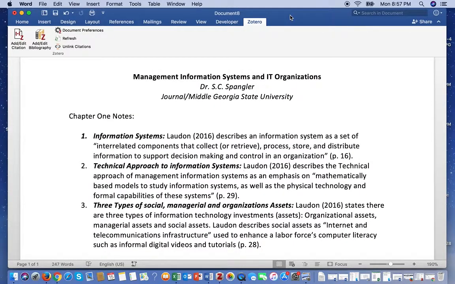A couple students had asked real quick about the journal idea and some of the class notes about what we're doing. So real quick, I just made, like I was making, a first entry into my journal. And you'll notice that I'm using Word and I like to use my Zotero Library. Just reading over the first chapter, I'm using, I think it's the 14th edition of the Management Information Systems and IT Organizations book by Laudon, which is a terrific book.